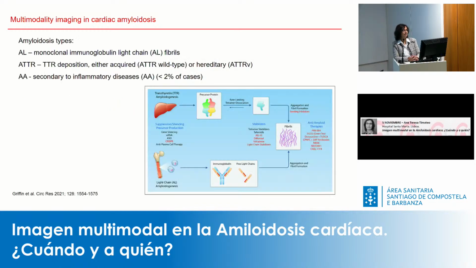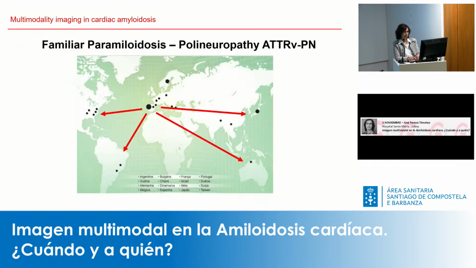There are three types: the AL type that results from the aggregation and fibril formations from monoclonal immunoglobulin light chain. Also, the ATTR type that results from the deposition of transthyretin. There are two types, an acquired type and an hereditary type. And also the AA amyloidosis that represents less than 2% of the cases and is secondary to inflammatory diseases with liver production of serum amyloid A.